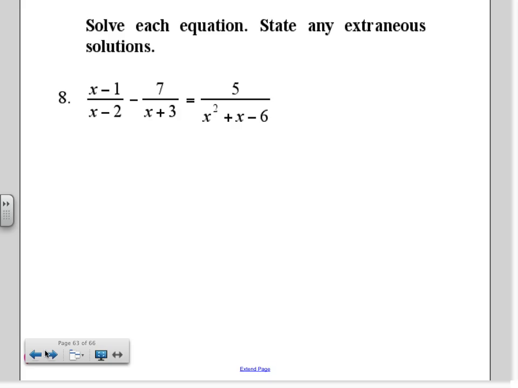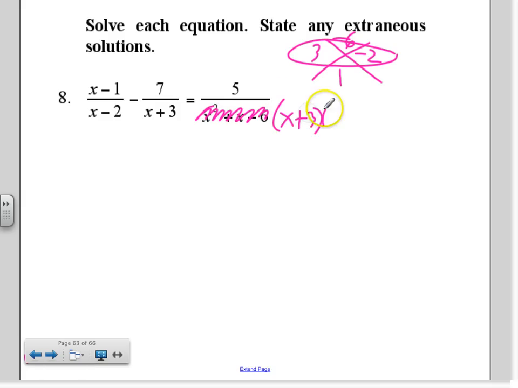So, this is not completely factored. Can someone help me factor this thing? Negative 6 and 1. What's it called? 6, 3 and 2. So if I write this out, let me go ahead and cross it out now. It's simply going to be x plus 3, x minus 2, right? And there it is.